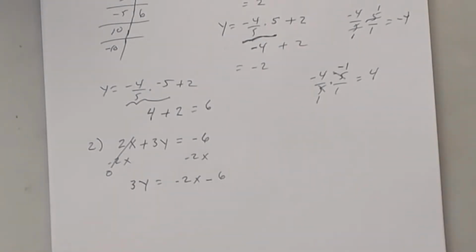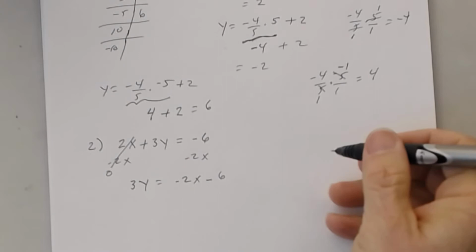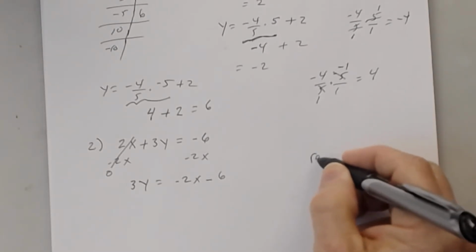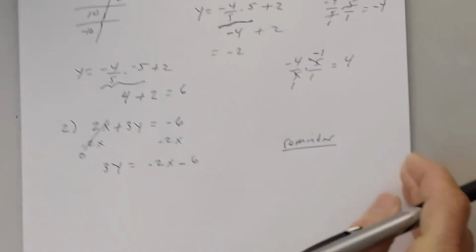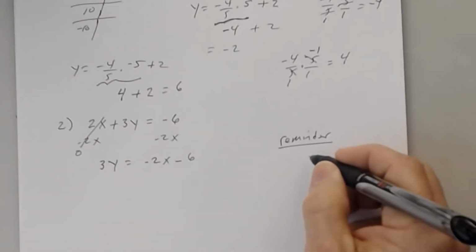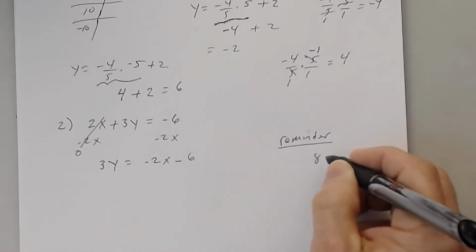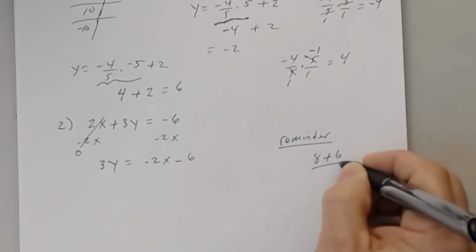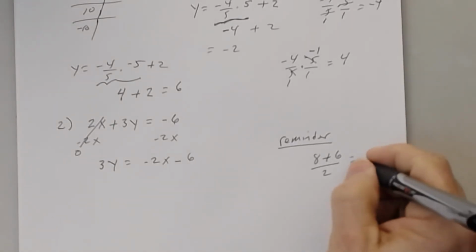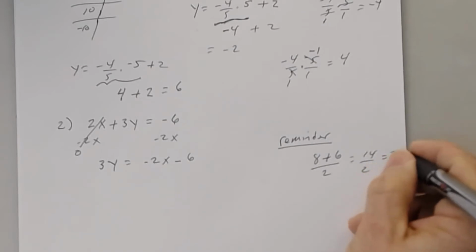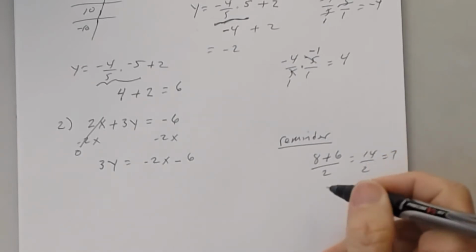All right. Now, before we go on, let me remind you about something. So this is a reminder. Let's suppose I had 8 plus 6, and I'm dividing this by 2. Obviously, 8 plus 6 is what number? 14, and 14 divided by 2 is 7. But the reminder is this.